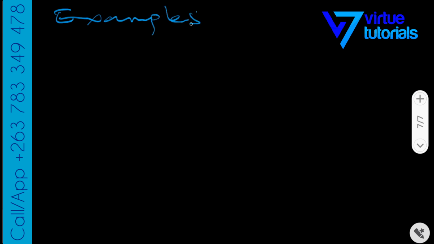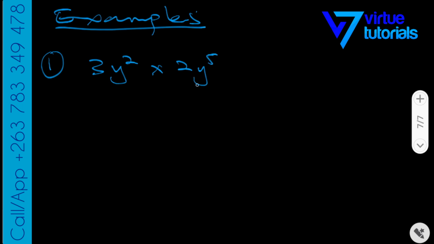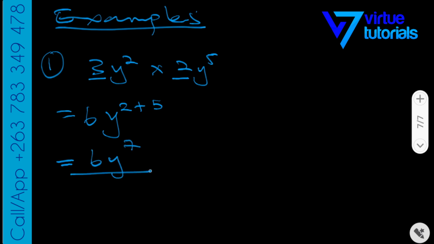Let's look at a few examples. Okay, the first one is 3y to the power 2 times 2y to the power 5. So what's happening here? All we have to know is that 3 and 2 will multiply in regular form, just like regular numbers. 3 times 2, that's 6. And then the y's have to obey the first law and add the powers because they are the same. We have a y there and a y there. So this is 6y to the power 7.